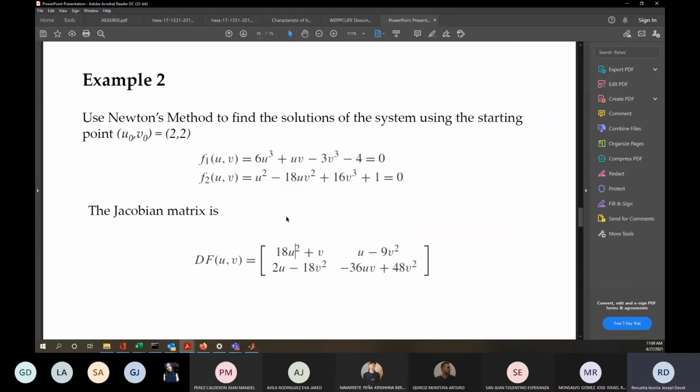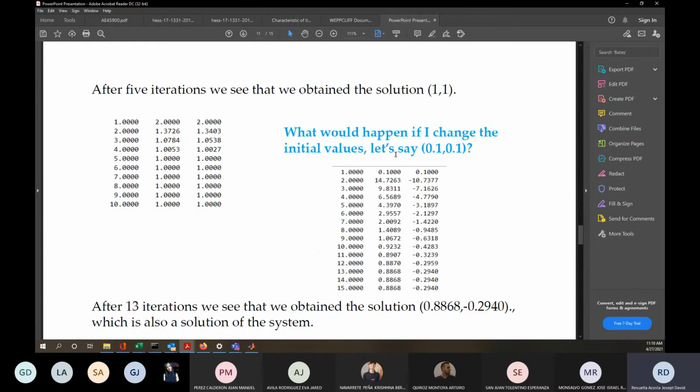Okay, ¿qué pasa si sustituimos 1 y 1 aquí? Sustituyen 1 y 1 en esta ecuación. ¿Cuánto les da? Sería 6 más 1 menos 3 menos 4. Da 0. Sí. Lo mismo acá, a ver. 1 menos 18 más 6 más 1, sí, 18, 18, 0. Se confirma, ¿cierto? Entonces la ecuación es 0.